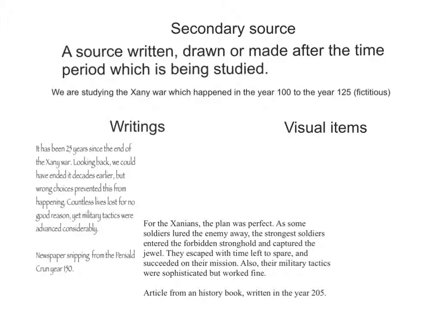Let's do a scenario. We are studying the Zaini War again, which happened in the year 100 and ended in the year 125. It is totally fictitious. The first two items are writings, written about the war. These were both written after the war. The first one is a newspaper snippet from the Persaud Quran in the year 150. The second source was written in the year 205 and is an article from a history book.